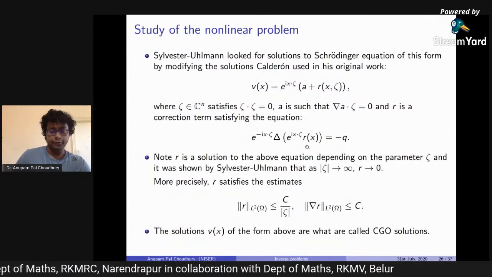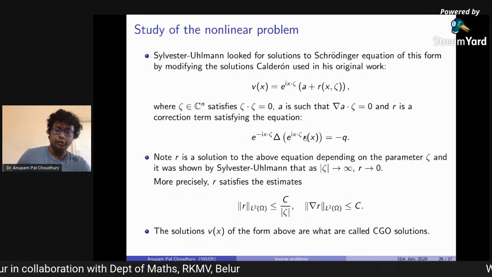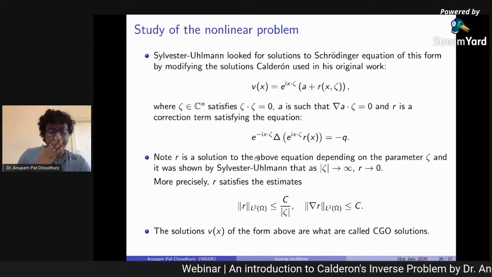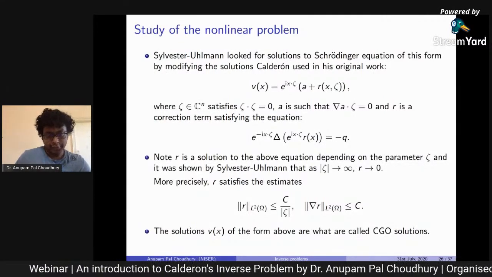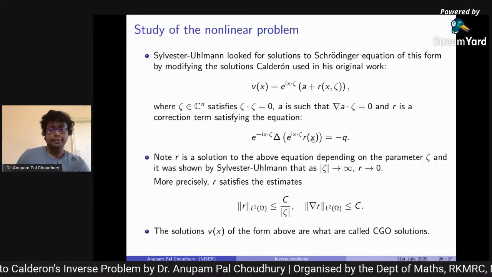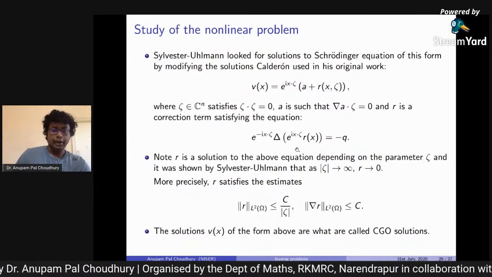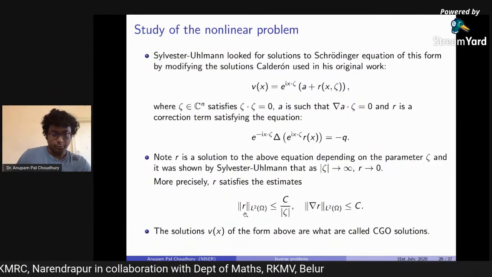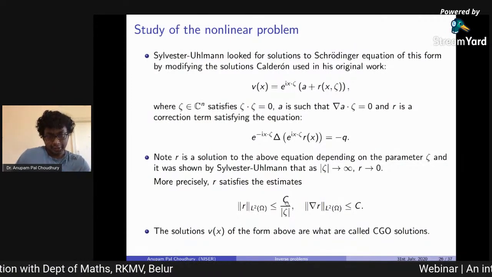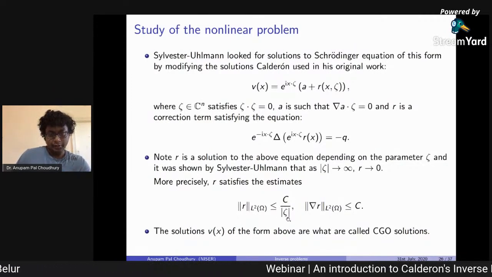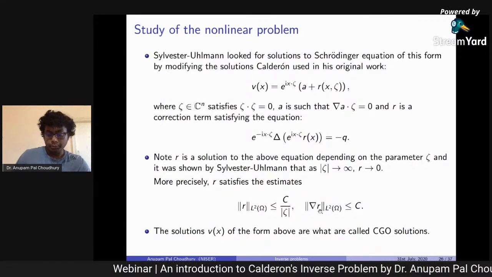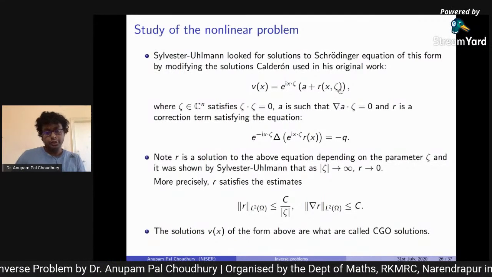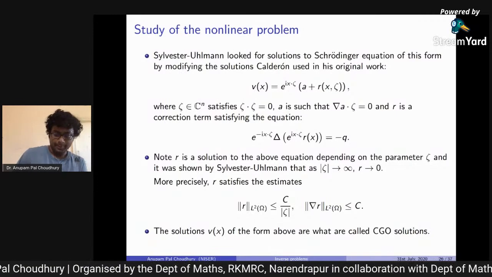If you can solve this sort of equation and get a good estimate over R and its derivative, then you are done. That is the beauty of that work of Sylvester and Uhlmann. They proved the existence of this R and also showed that R satisfies some estimate of this form. The L2 norm of R decays in terms of mod zeta, and the L2 norm of the gradient of R is bounded. And these V's are solutions which are known as the CGO solutions.